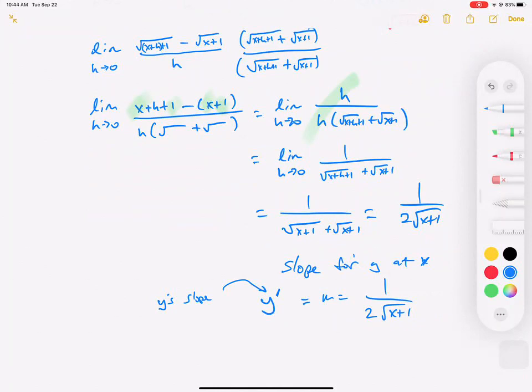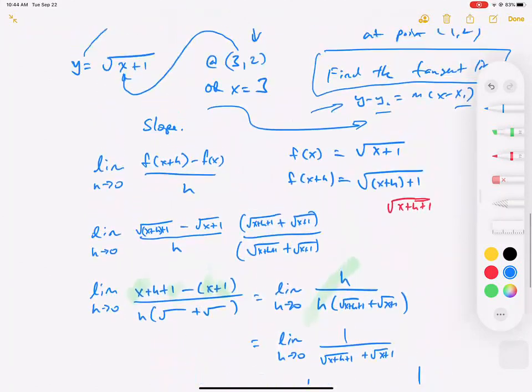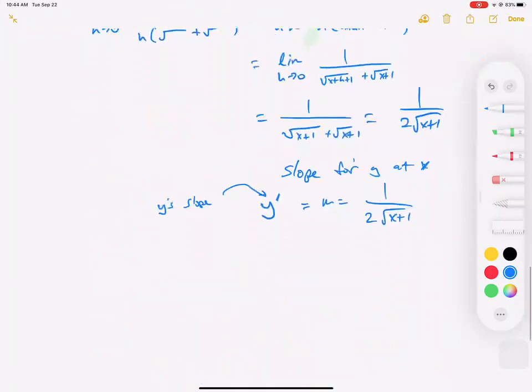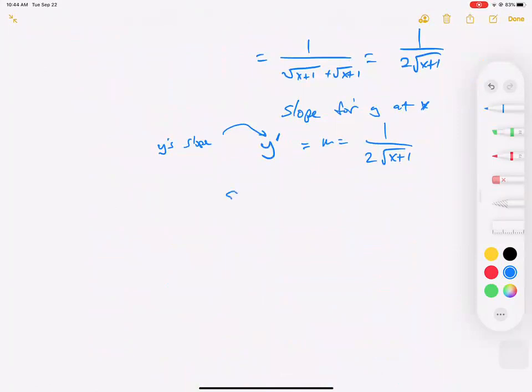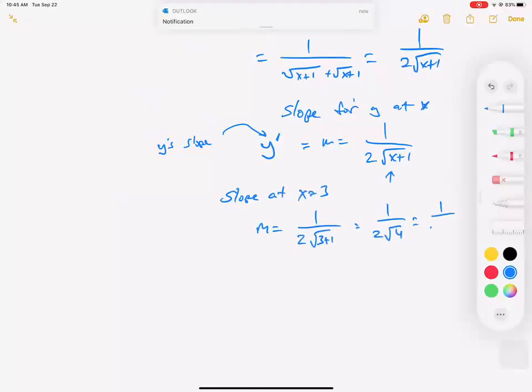Now, we said we want to find the slope at, back here, we said it was 3, 2. So the slope at x equals 3. All I need to do is plug in 3 to make this equation work. m is equal to 1 over 2 square root of 3 plus 1, which is 1 over 2 square root of 4. We know what the square root of 4 is, just 2. The slope is 1 over 4.